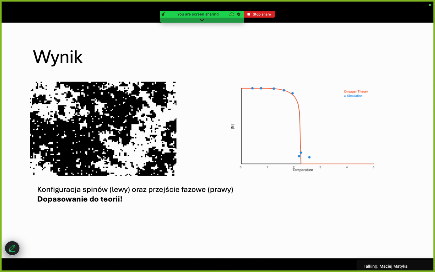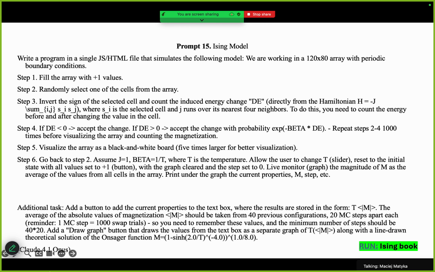It looks like this. So we basically get the drop of magnetization with temperature. There is the phase transition and so on. And oh, sorry for the Polish here. Anyway, this is not a very good example, because Claude, the one there was Claude 4.1 Opus, has recognized that this is the Ising model.